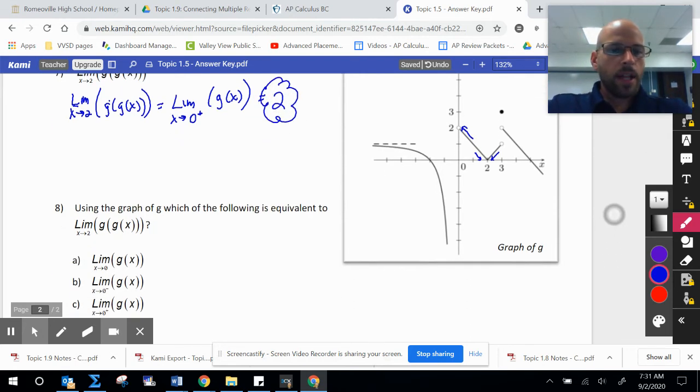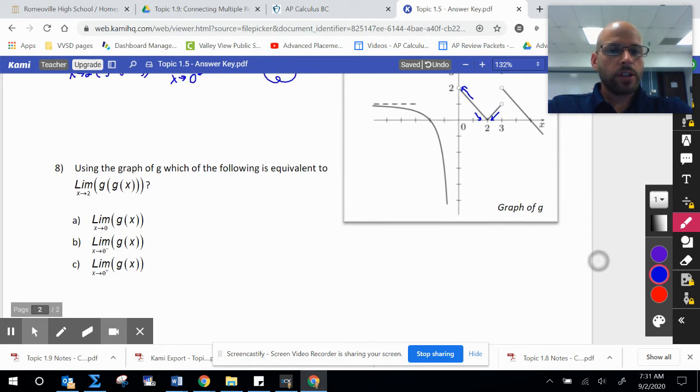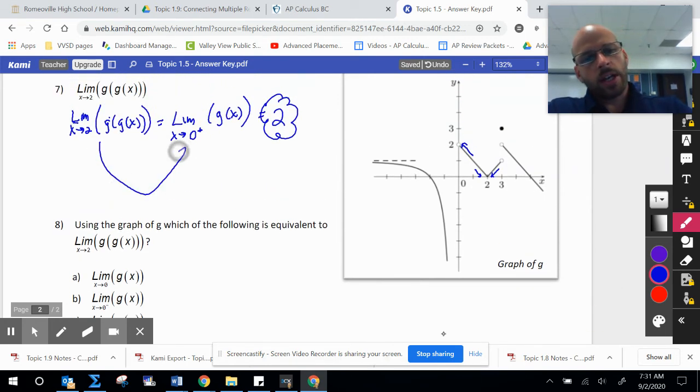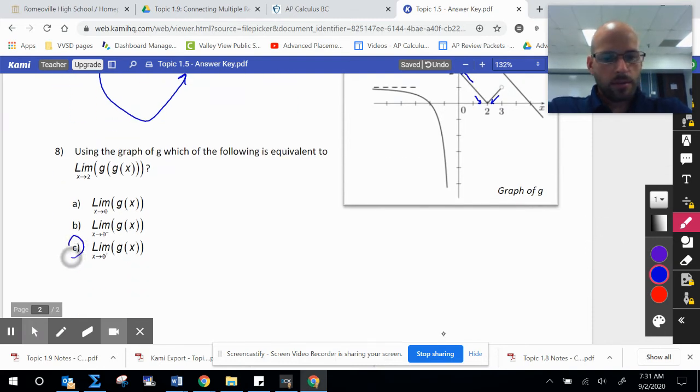Okay. Now, I kind of answered the question for number 8. Using the graph of g, which of the following is equivalent? If you notice the way that I rewrote it, 0 from the right would be C.